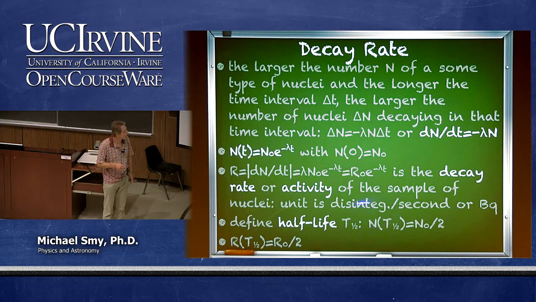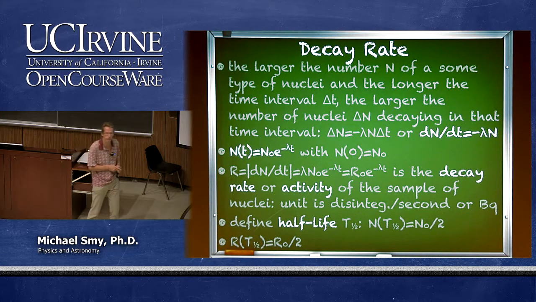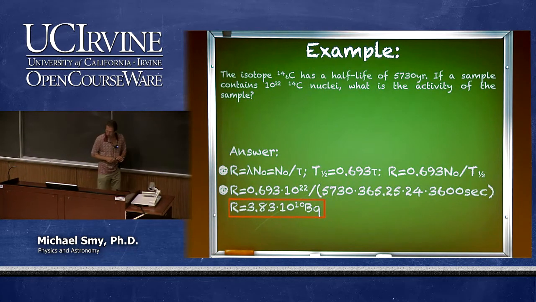Finally, we can define the half-life of the decay, and the half-life is that time period t 1/2 where the number of nuclei remaining is 1/2 the original number. And that implies also that the activity of the sample at that time will also be 1/2 of the initial activity. Let's look at an example.